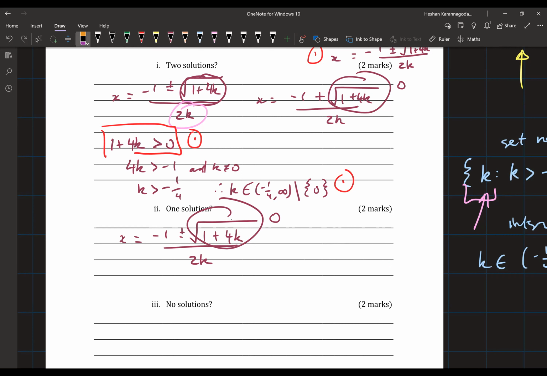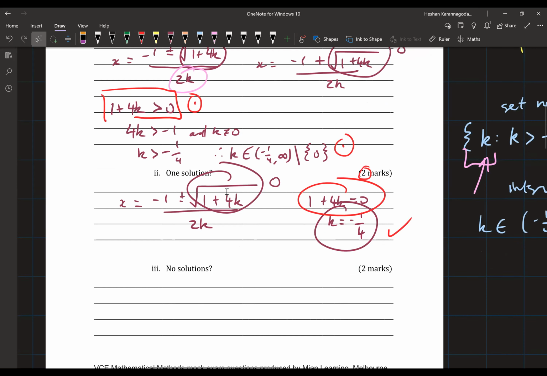So what we want in this case is for our square root to be 0. So that's really easy. We just do 1 plus 4k is equal to 0. k is equal to -1/4. That's our solution for k for this question. Super easy. If you did it using the discriminant way, it would have taken you way longer. So don't use that way if you don't have to. Just use this way. 1 mark for your final answer. 1 mark for just saying 1 plus 4k is equal to 0. 2 marks.